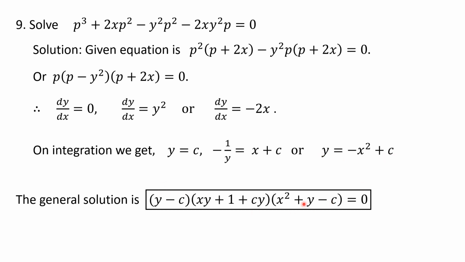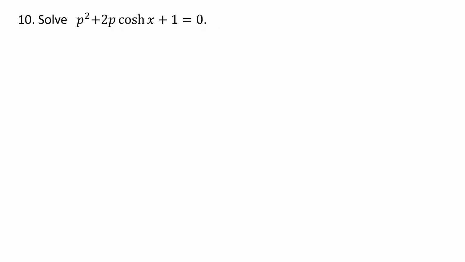So totally we have the general solution is y minus c into xy plus 1 plus cy into x square plus y minus c equal to 0. I hope you understood. So one equation where we have taken a cubic. In a similar manner we can solve a cubic equation also. Next. So just observe here.